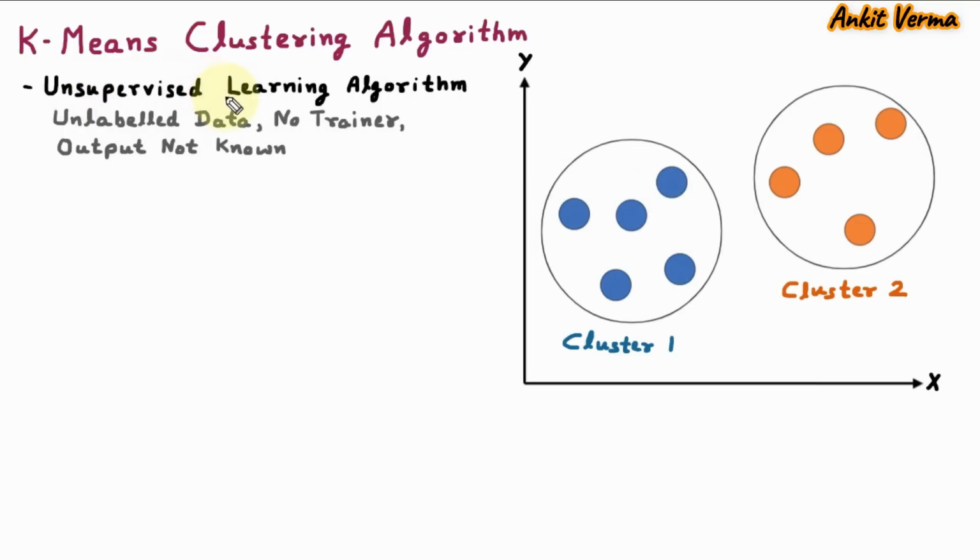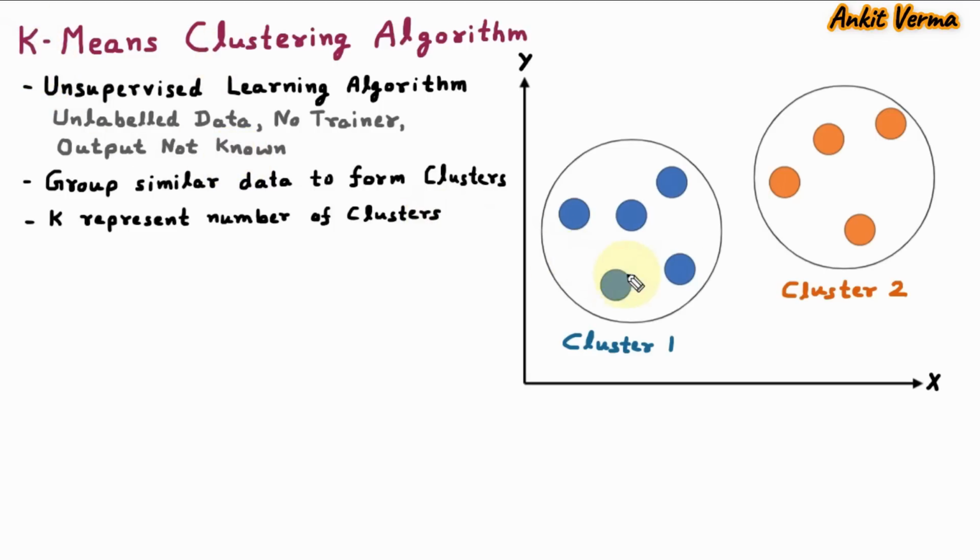K-means clustering groups similar data to form clusters. In the diagram we can see that similar types of objects are grouped together and they form a cluster. There are two groups or clusters. In K-means clustering, K represents the number of clusters. Here in the diagram we have two clusters, which means the value of K is 2.